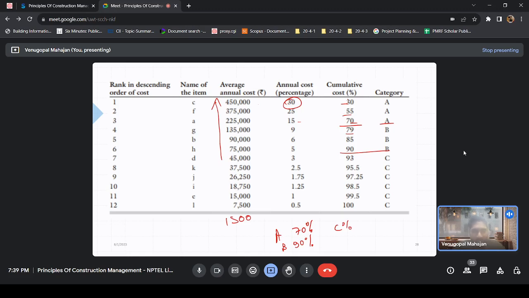Can you see the idea behind this experiment? That out of 12, you just focus on 3 items and you have covered 70%, you are controlling 70% of your material cost.